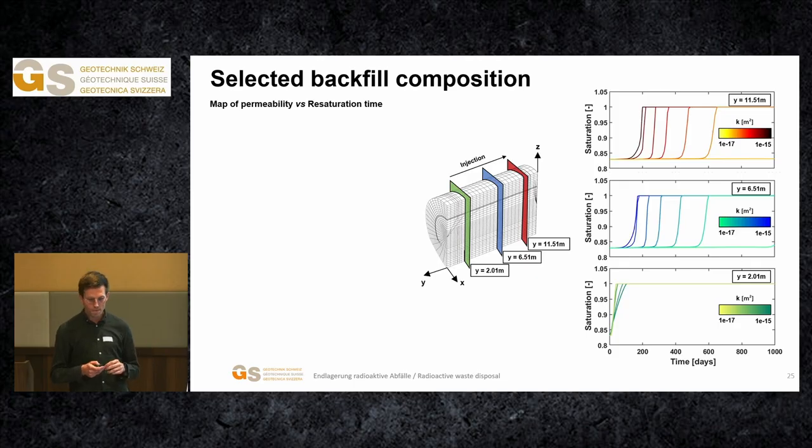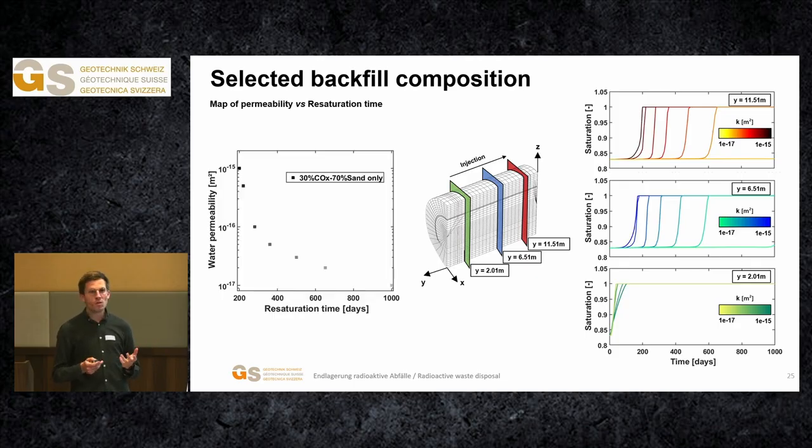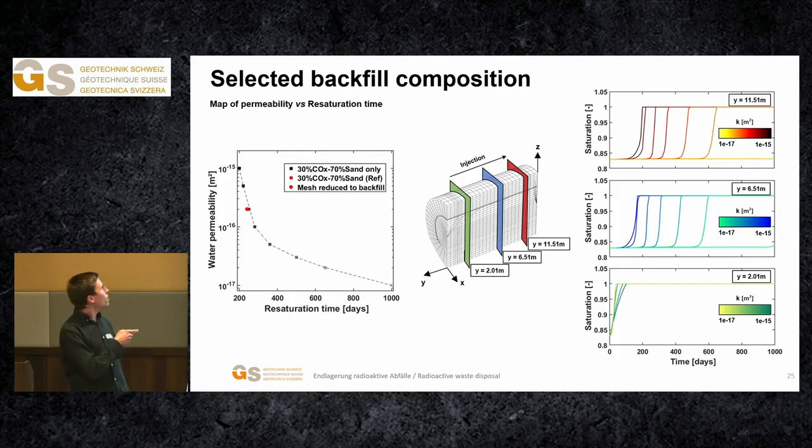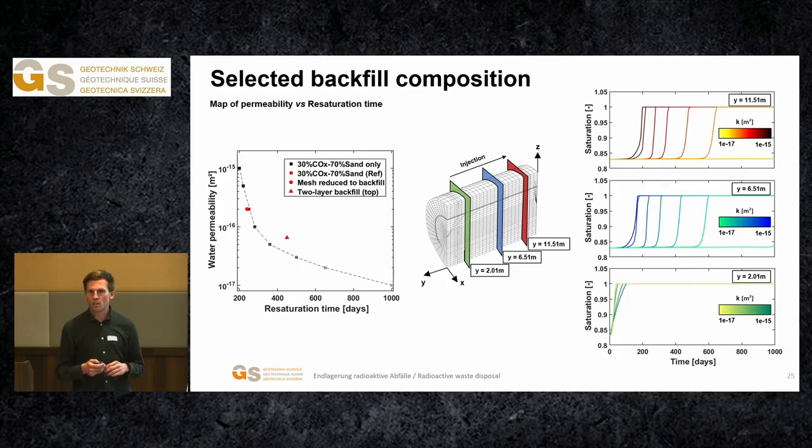And from these results, it is possible to build a map of the resaturation time as a function of the permeability. And on this map, it is possible to compare the reference or the final configuration with the reference reduced configuration, so they are close to each other here, and also with the 2-layer backfill configuration.